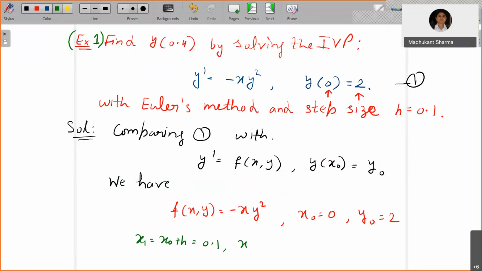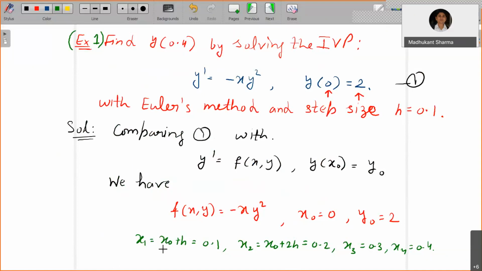Then similarly x2 is going to be x naught plus 2h, that is 0 plus 0.2, so that is 0.2. Then similarly x3 is 0.3 and x4 is 0.4. So to reach x4, you need to find y1, then y2, y3, and then y4 will be the final value. Because we have seen that Euler's method is derived through the Taylor's approximation, and Taylor's approximation gives you a good result around the neighborhood of x naught.